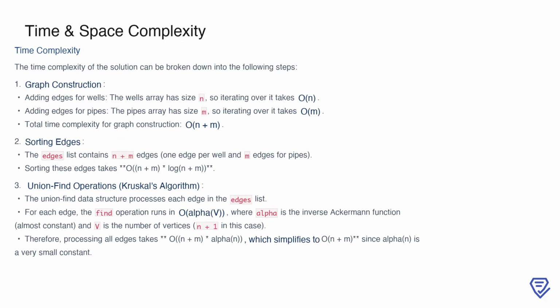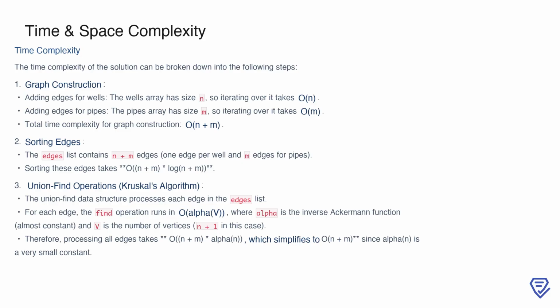To analyze the time complexity of our solution, we break it into 3 main steps. First, during graph construction, we add edges for wells and pipes. Since iterating through the wells array takes O(n), and through the pipes array takes O(m), the total time for this step is O(n + m). Next, we sort the edges. The edges list contains n + m edges, and sorting this list takes O((n + m) * log(n + m)). Finally, we perform union find operations as part of Kruskal's algorithm.